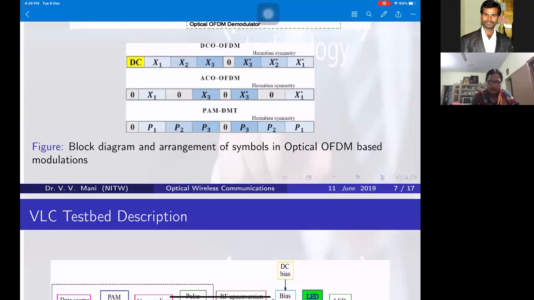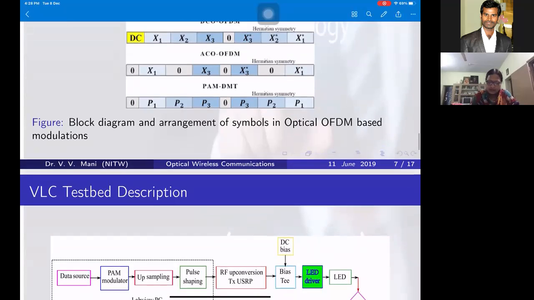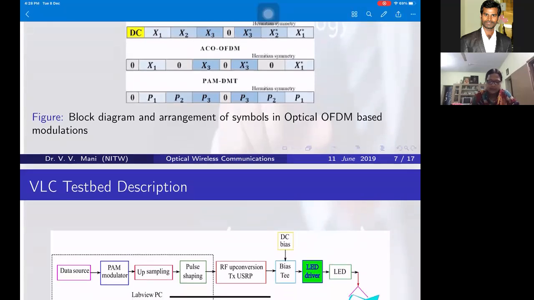As well, in ACO OFDM I'm also using Hermitian symmetry. All the alternate carriers we are making zeros. There are some advantages. Also, I am sending through PAM DMT, that is pulse amplitude modulation discrete multitone. So, zeros and middle zeros, the pulses P1, P2, P3.